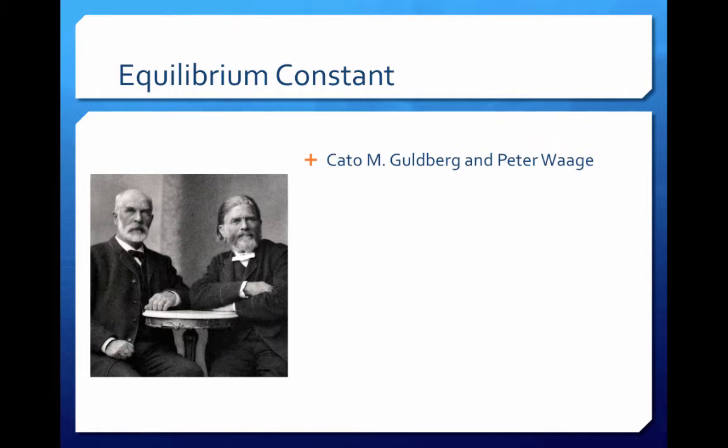These are two scientists by the name of Cato Goldberg and another scientist by the name of Peter Waage. You pronounce the names a little strangely simply because, again, these are Norwegian scientists. Anyway, two Norwegian chemists, both born in the 1930s. I think one was 1833 and the other 1836. And they actually happened to be brothers-in-law. That's how they got together to do their actual work.